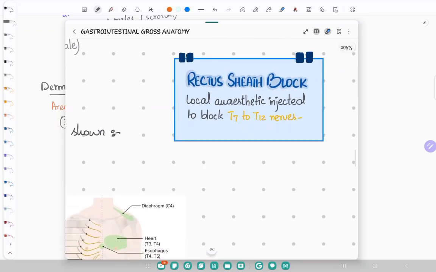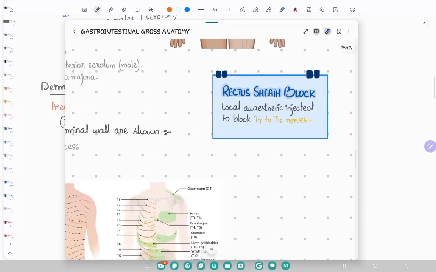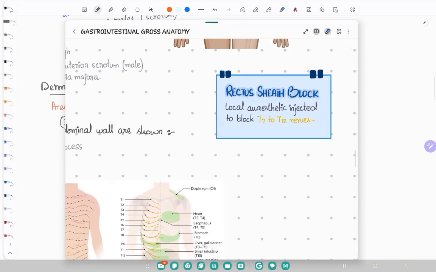Another point is, what is the rectus sheath block? It is a local anesthetic injection given to block the nerves T7 to T12. This is known as the rectus sheath block.